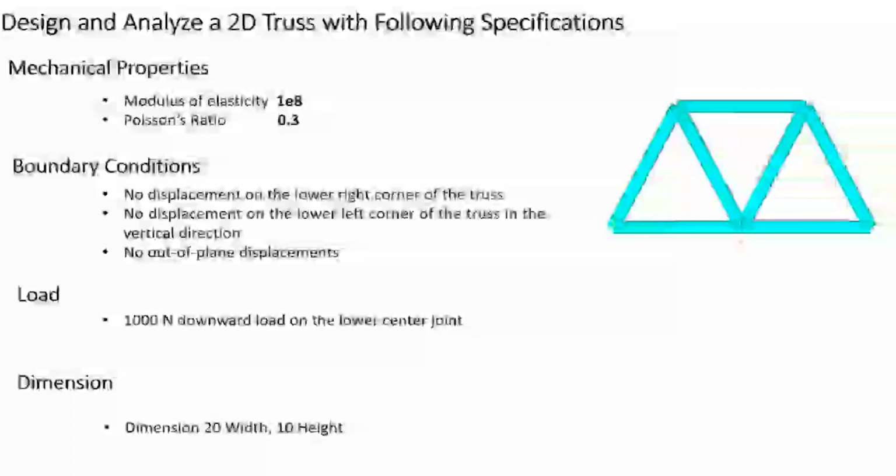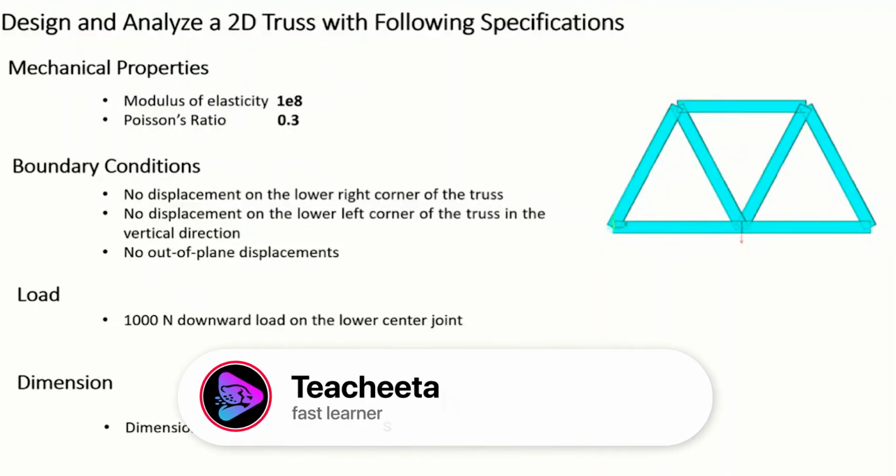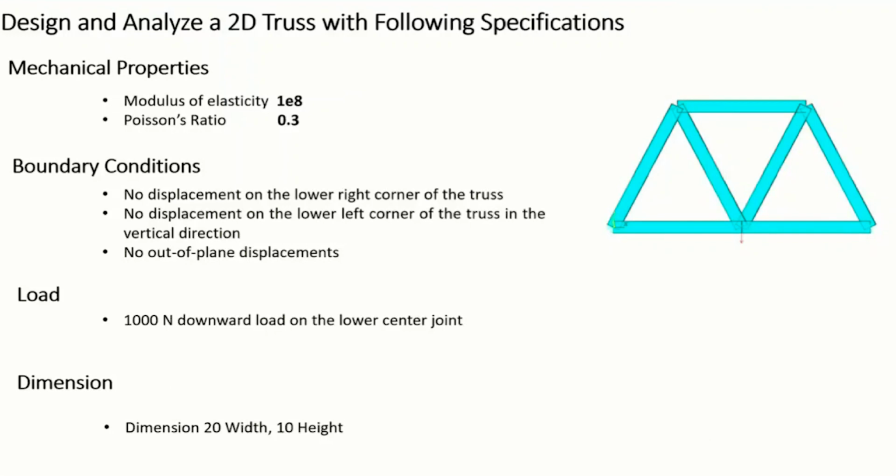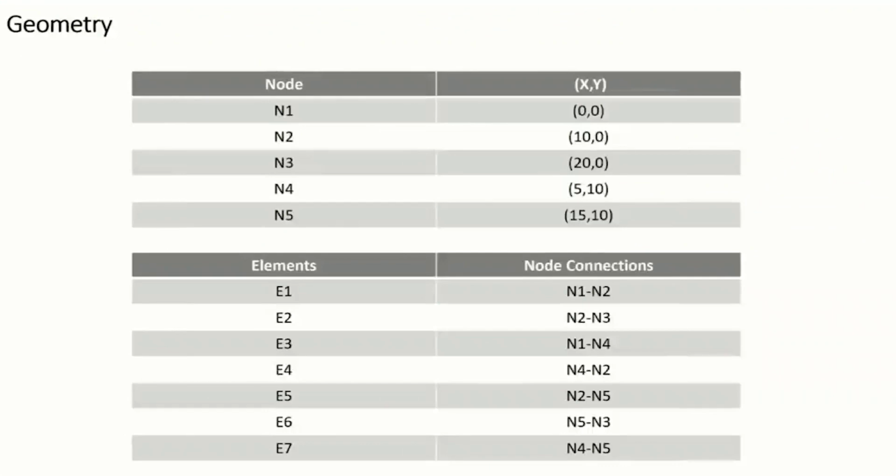What we have in here is basically a 2D truss with the modulus of elasticity of 1e8, the Poisson ratio of 0.3. And we are going to consider no displacement on the lower right corner of the truss, no displacement on the lower left corner of the truss in the vertical direction, and we are assuming there would be no out of plane displacement. At the same time, we are going to apply 1000 Newton downward load on the lower center joint, as you can see in here, and the dimension that we're considering is going to be 20 meters wide and 10 meters high. So let's look at the geometry that we are going to consider.